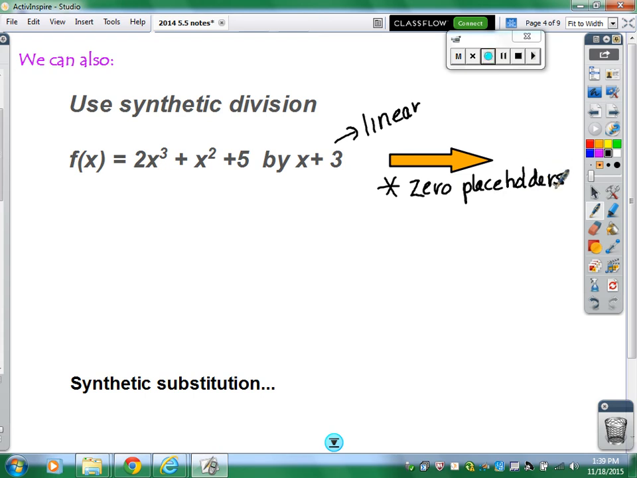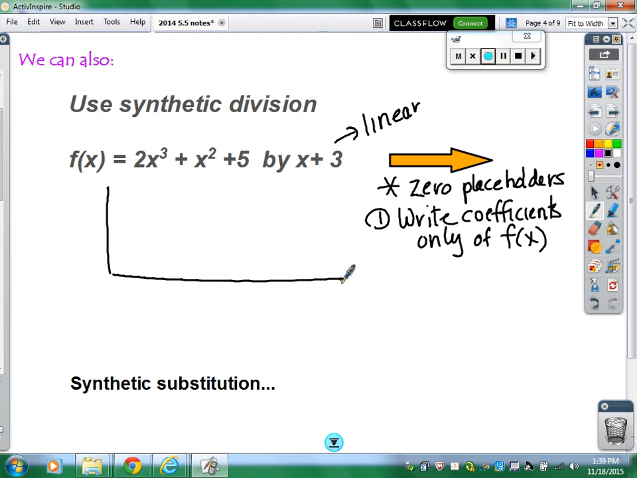All right, step number 1 is we're going to write the coefficients only of our polynomial f of x. And these have to be in standard form. So we just do this upside down division to keep my synthetic division contained. So we're going to write down the coefficients. So 2, 1, I don't have an x term, so I put a 0, 5. You've got to remember to put that 0. Synthetic won't work if you don't put those 0 placeholders.